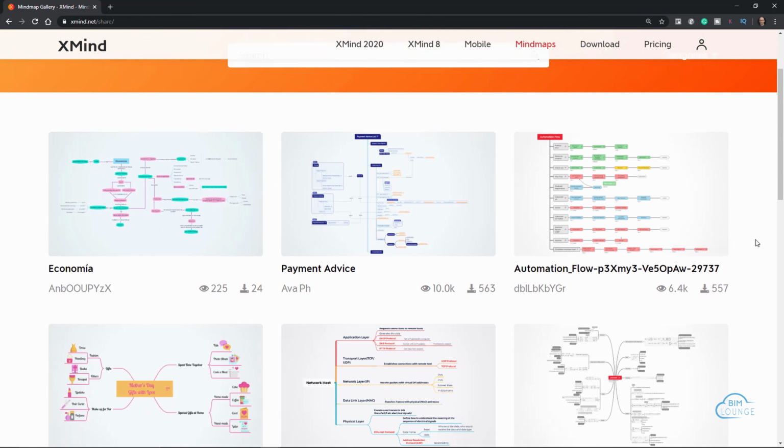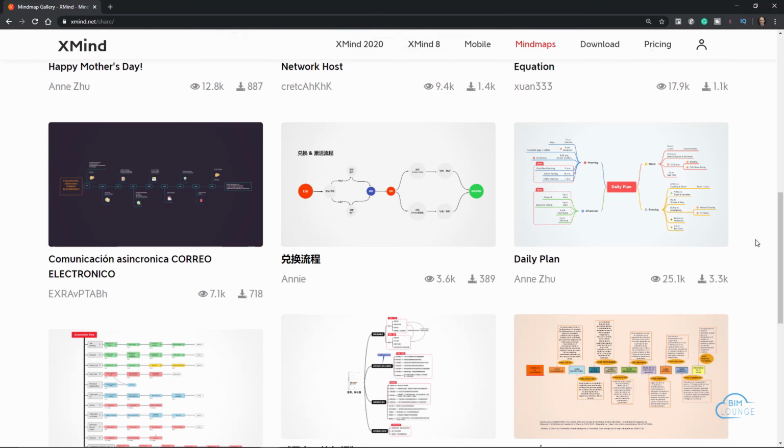In this 2-Minute Tuesday, I will introduce you to Xmind. Xmind is a mind mapping application that allows you to brainstorm ideas and present them in a visual fashion.